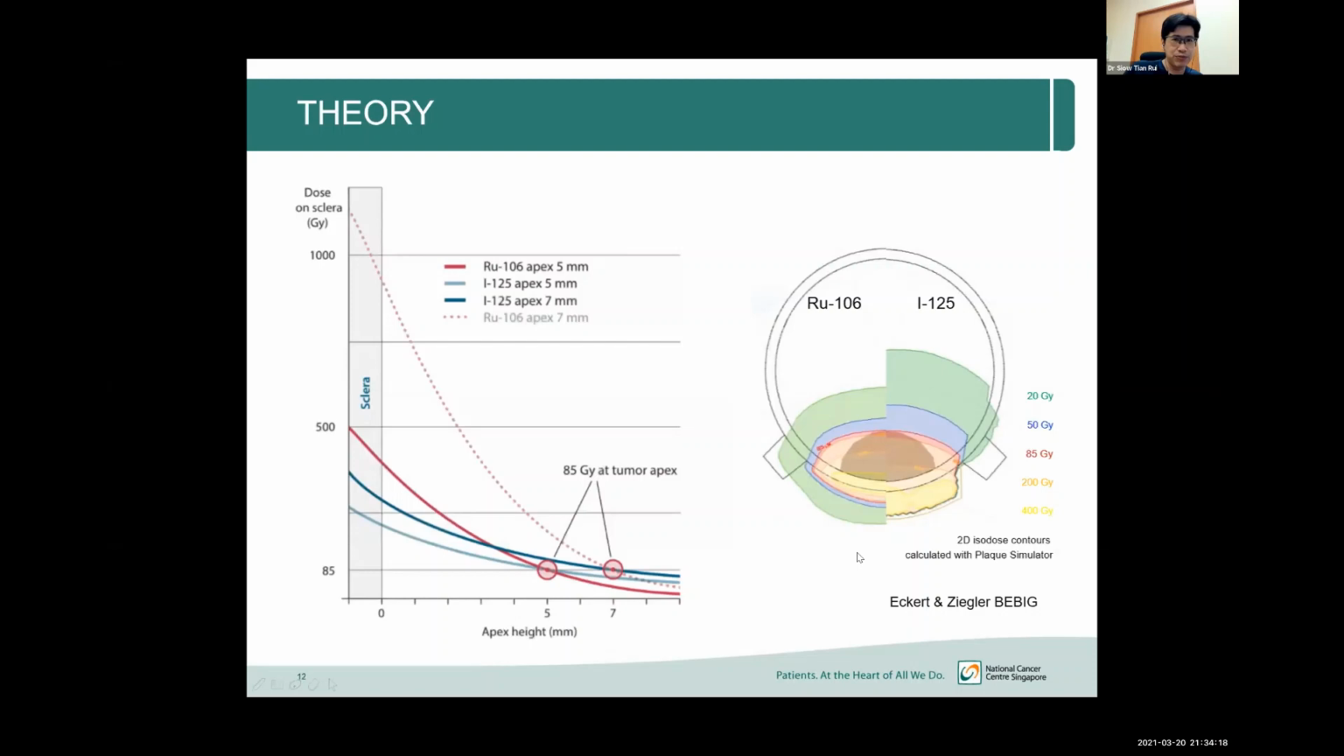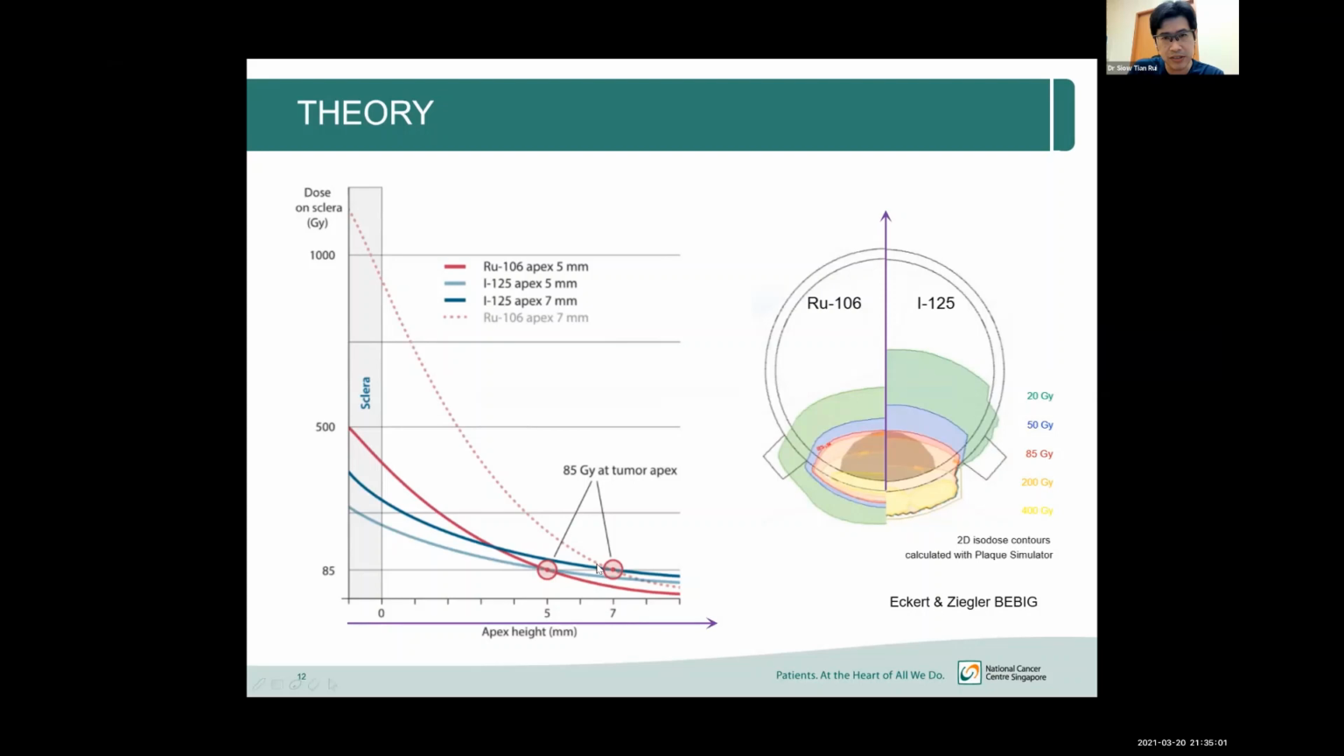For the few radiation oncologists and radiation therapists in the audience, this is basically a cross-section through the central axis of the tumor. The plug is here. And if you follow the line, this is how the radiation dose falls off as we go away from the center. First, let's look at this red line and this dotted red line. This is the dose profile of ruthenium. You can see this is nature, this is physics, this is how the radiation falls off from the ruthenium plug. This is the gradient for iodine, and this is the gentler gradient of iodine.